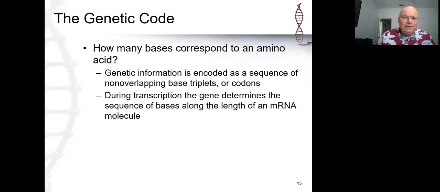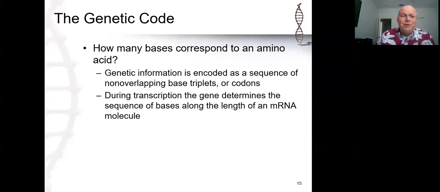So if it can't be a letter for letter translation and it can't be a 2-letter to each amino acid translation, then the smallest feasible word that would work has to be a 3-letter combination, what is known as a triplet, or to use the correct molecular biology terminology, a codon, a 3-letter nucleotide combination. So how many 3-letter nucleotide combinations can you make? A total of 64.